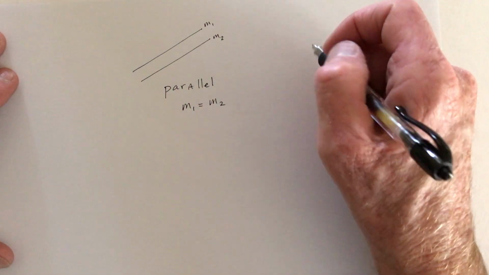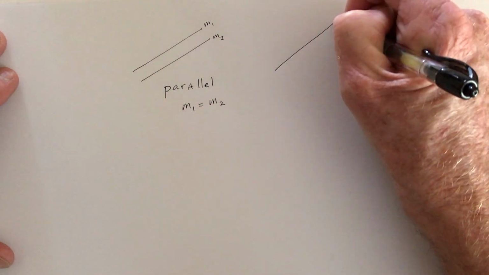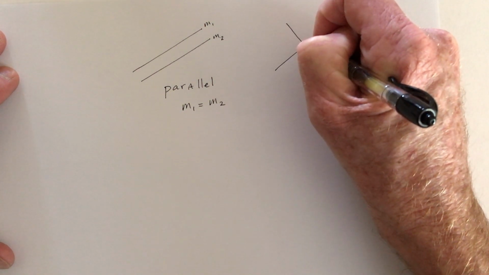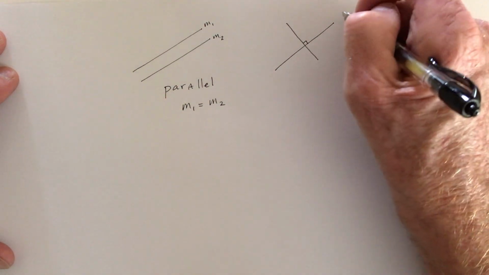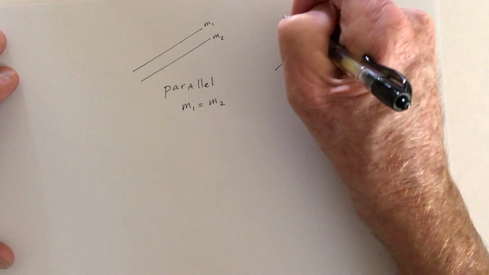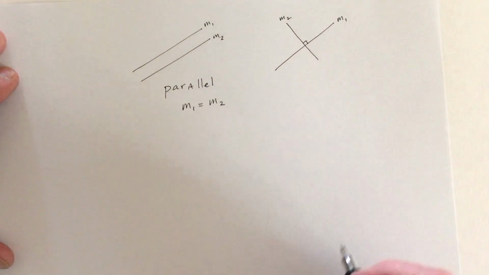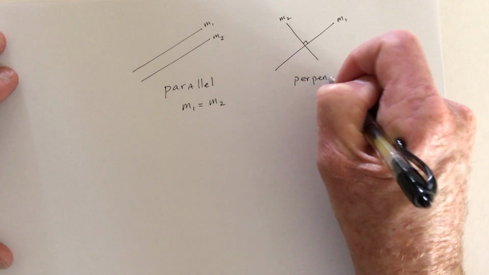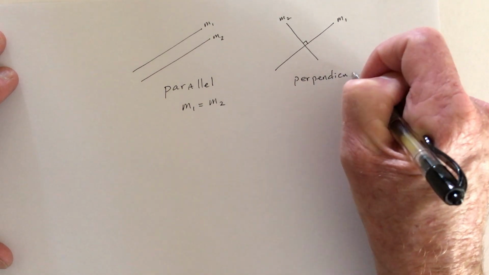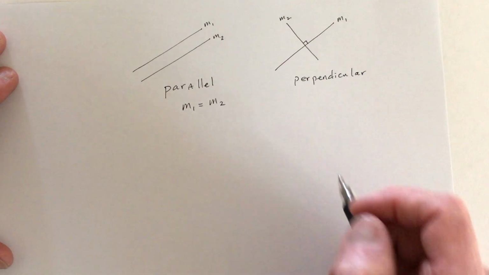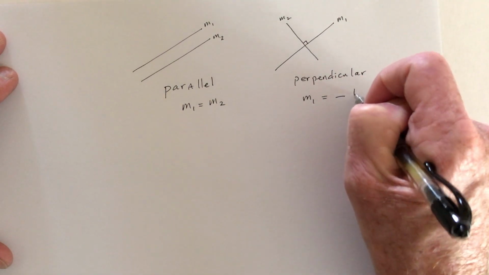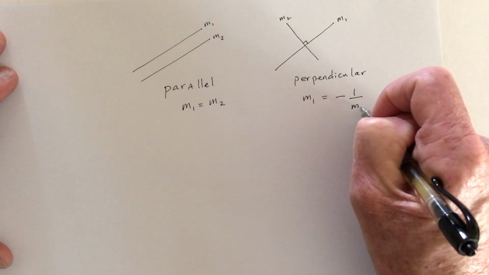Then the next idea is, what if instead of parallel, they're perpendicular? So when they cross, it is 90 degrees. And let's say this is slope number 1 and this is slope number 2. So this is for perpendicular. In that case, whatever slope number 1 is, it's going to be the negative reciprocal of slope number 2.